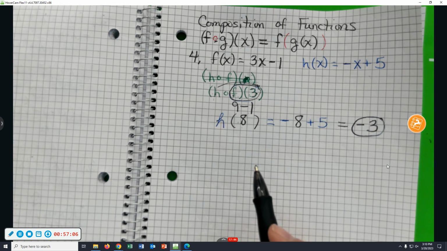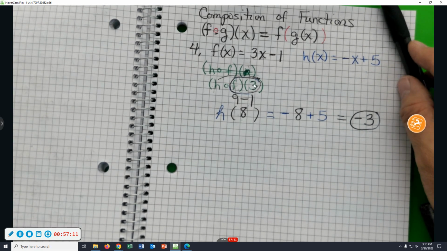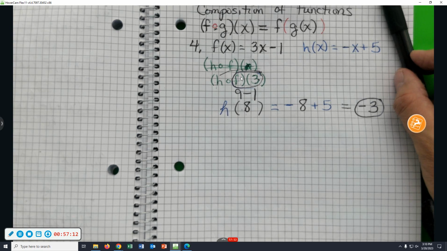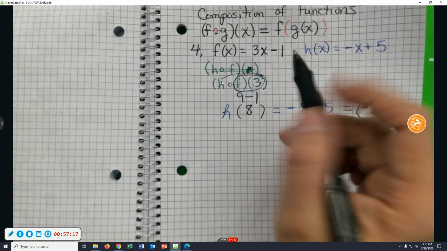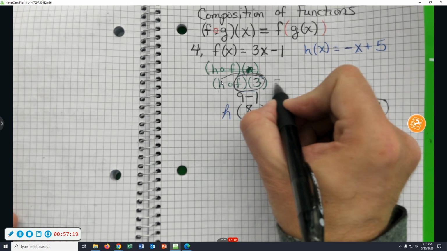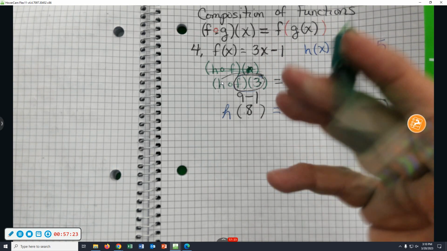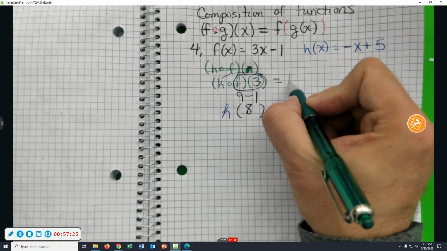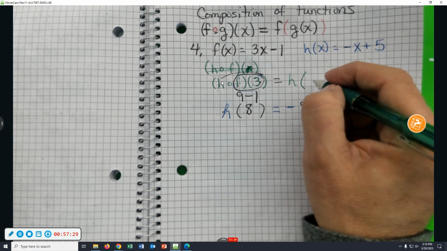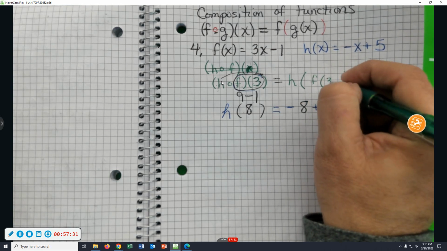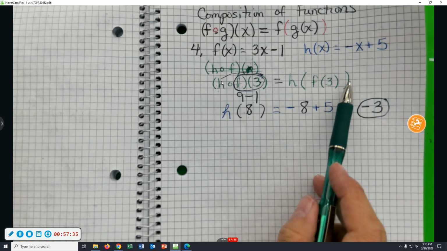It is repeated function notation. You plug the number into the function beside it, then you plug that result into the other function that's beside it. And that's the final answer. Now, if you wanted to, you could write it out formally, like this. h, big parentheses, f of 3. Okay? And that's how I do it.